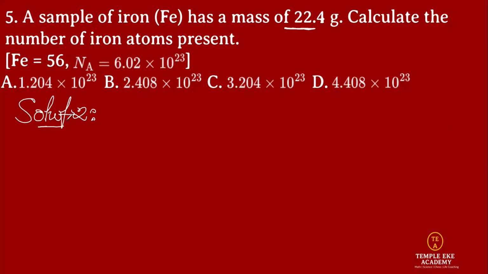Yes, we're starting with 22.4 grams of the sample. And of course, we're given the molar mass of iron and the Avogadro's number. Let's start straight off with 22.4 grams of the sample: 22.4 grams of iron.